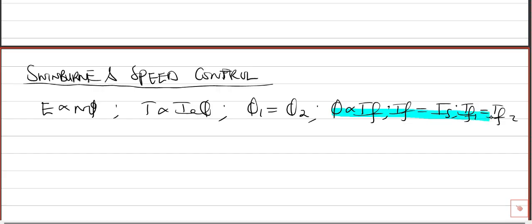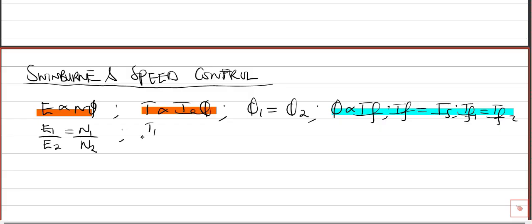Related to everything I've just mentioned, if we know the two formulas, then to the least, considering that flux is the same, you say your formula E1 over E2 equals N1 over N2. For torque, you're saying T1 over T2 equals IA1 over IA2. So these are our main two equations.